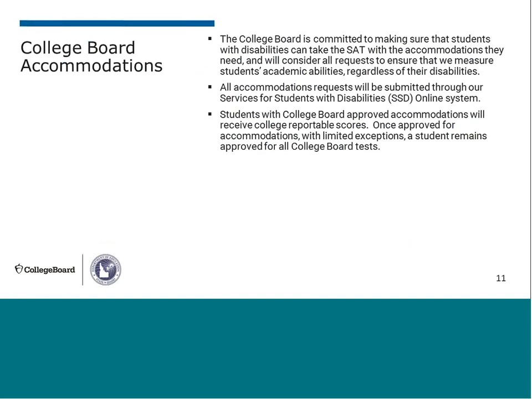So as many of you know, the College Board is committed to making sure that students with disabilities can take the SAT with the accommodations that they need, and that we do consider any requests so that we can ensure we are measuring students' academic abilities regardless of any disability they may have. All of the accommodations will be submitted through SSD Online, and students with College Board approved accommodations will receive college reportable scores. Once an accommodation has been approved, with limited exceptions, that student will continue to be approved for that accommodation for all College Board tests.